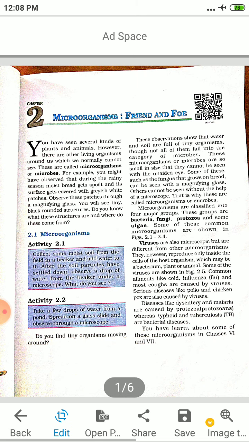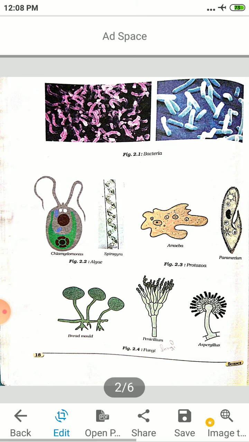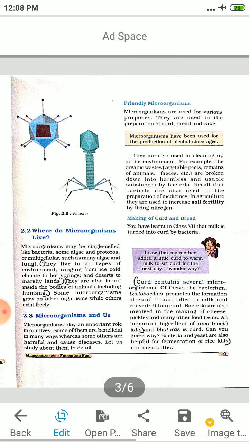See, these are the diagrams of some algae, protozoa, bread mold, penicillin and aspergillus, and virus as well. Now, where do microorganisms live? You have to draw all the diagrams, children.